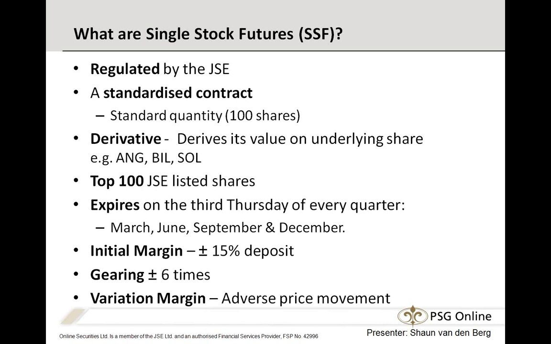So I think it's the third Thursday in September, in December, I think it's about the 19th, that's when we have the December closeout. But anyway, we have the March, June, September, and December. Four times a year, we have an expiry.